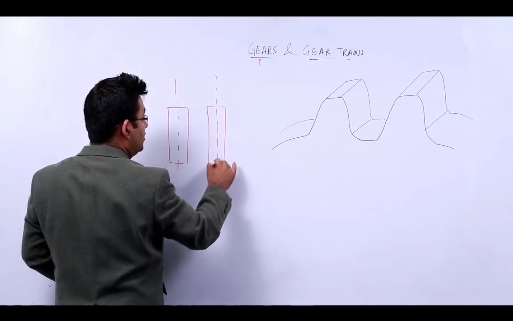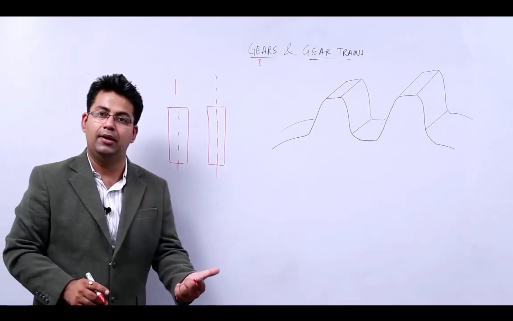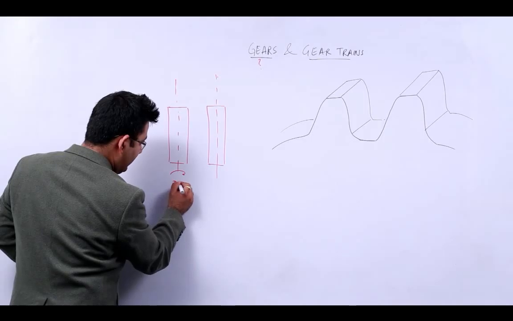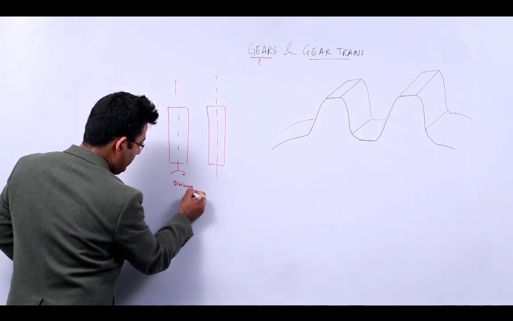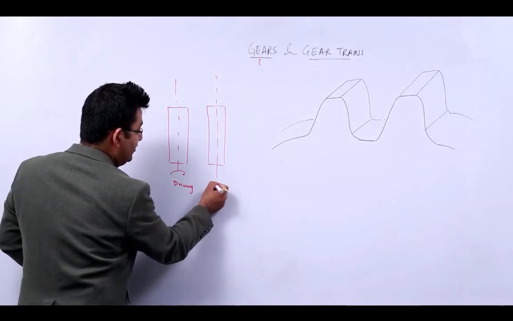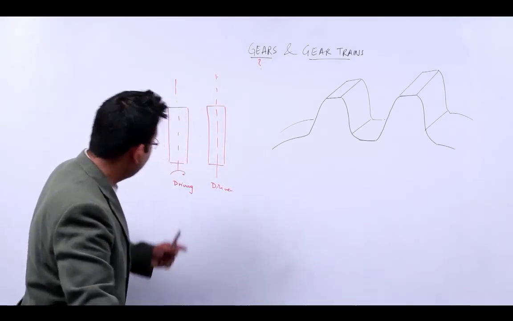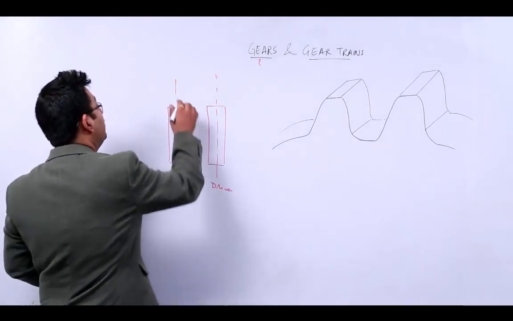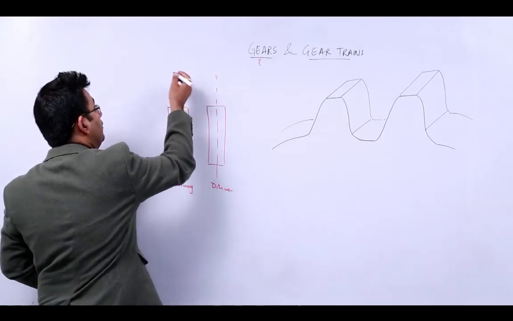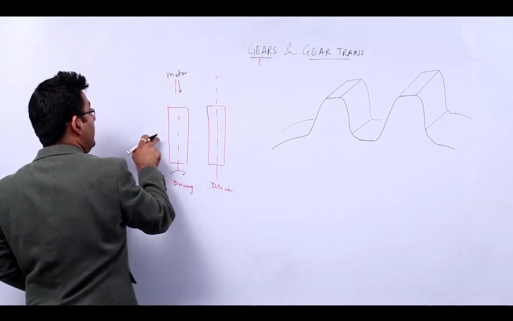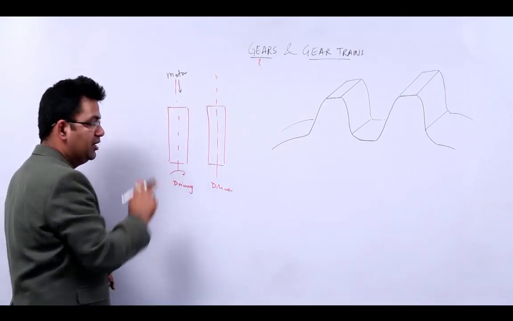This is another shaft. Both the shafts are parallel. This shaft is the driving shaft, and this shaft is the driven shaft. Initially, the driving shaft is connected to a prime mover. Let us say this is connected to a motor. This motor is giving the rotational power to this shaft.